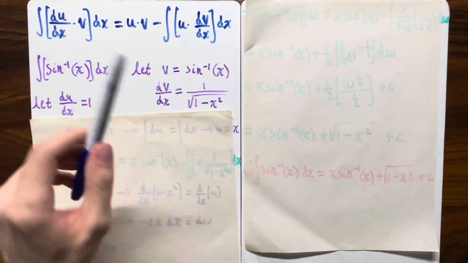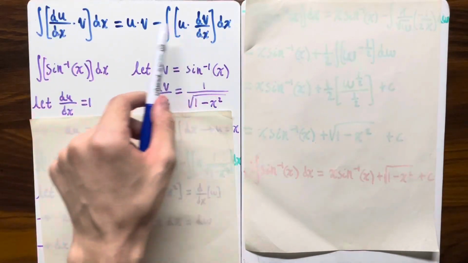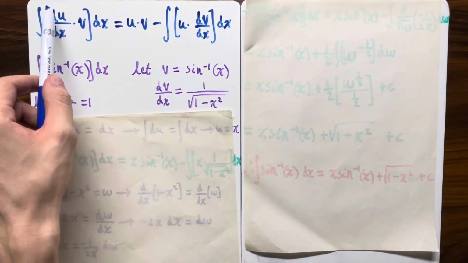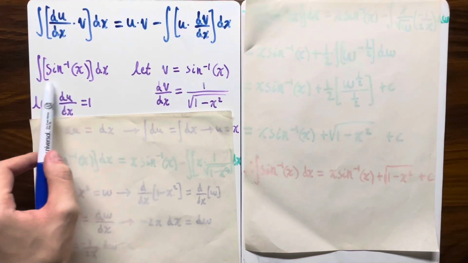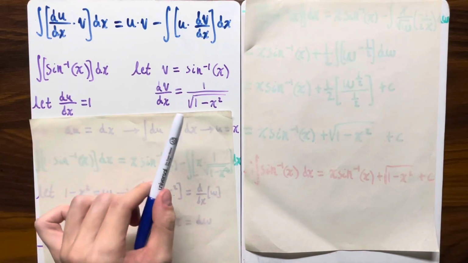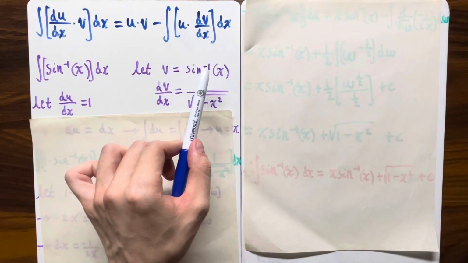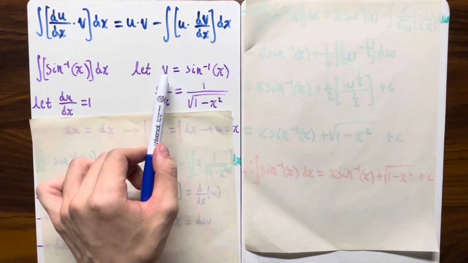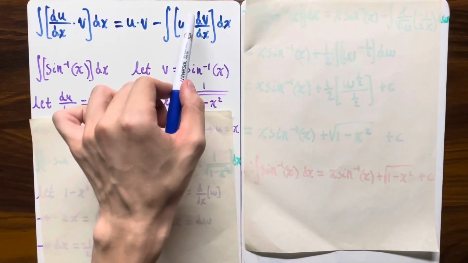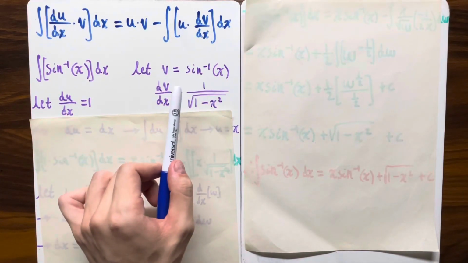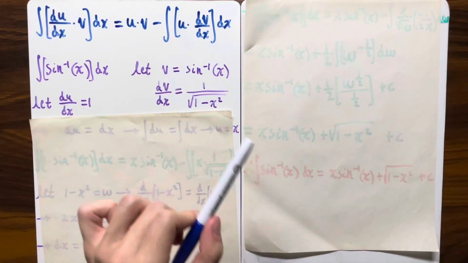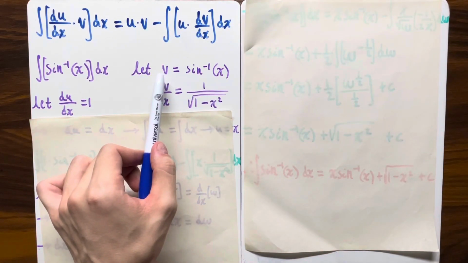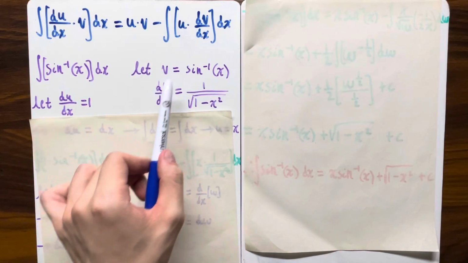So we can write it like this. The first step to using this formula is to always identify the derivative of this first function and the original function. So considering the integral of sine inverse of x, we can let v equal sine inverse of x, because we have to take the derivative of v, as you see in this formula. We know the derivative of sine inverse of x. That's why we let it equal v. So doing so, we have the v and we have the dv dx.